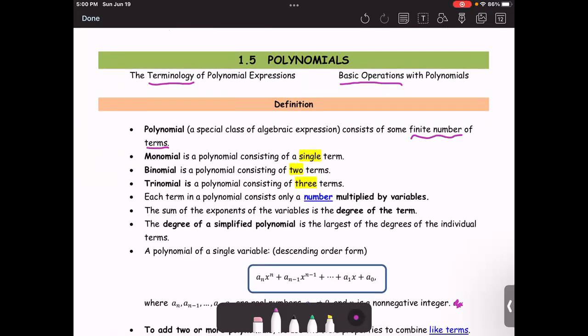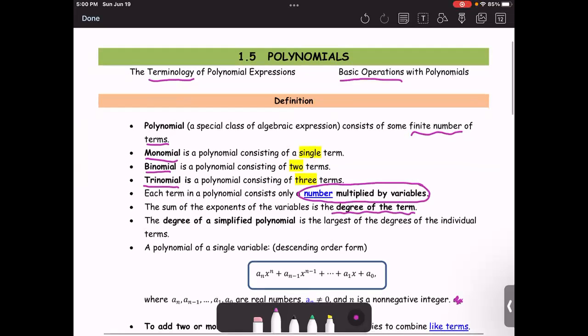For one single term, it's called monomial. For two terms, we call binomial. Three terms, we call trinomial. Each term in a polynomial consists only of a number multiplied by variables. The number is called the coefficient of the term. The sum of the exponents of the variables is the degree of the term. The degree of a simplified polynomial is the largest of the degrees of the individual terms.